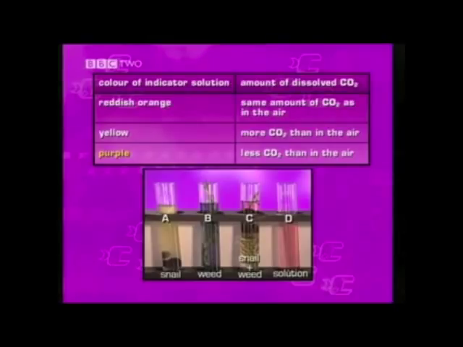In C, containing plants and snails, the reddish-orange stays the same because of both respiration and photosynthesis, keeping the levels of carbon dioxide more or less equal. And D, the control, stays the same. So we have used the chart to work out our answers. If you weren't sure of any of them, why not run through the sections on photosynthesis and respiration again?